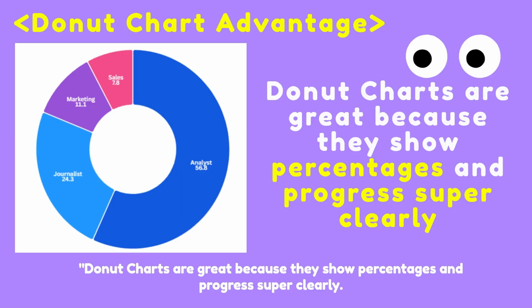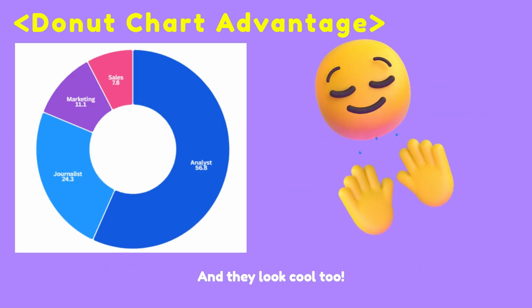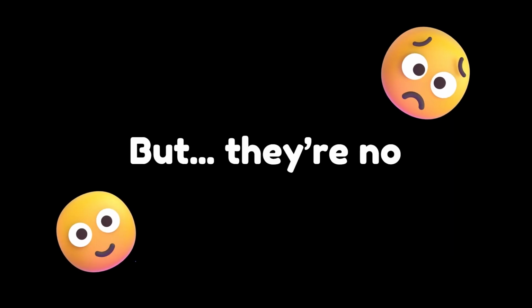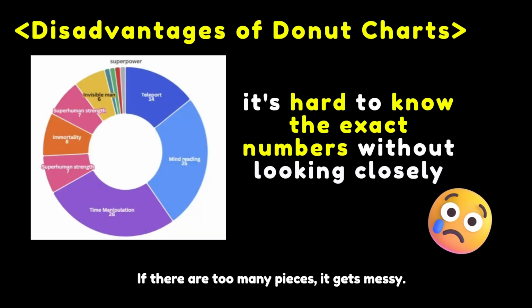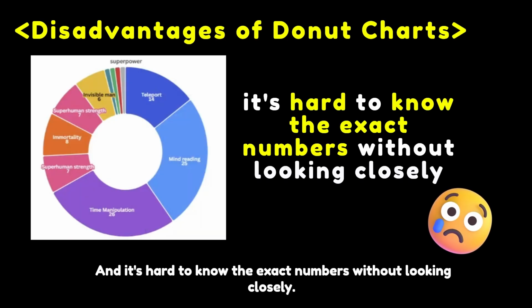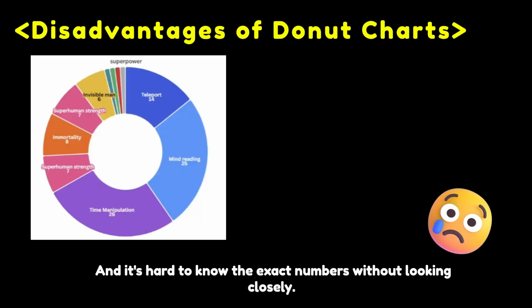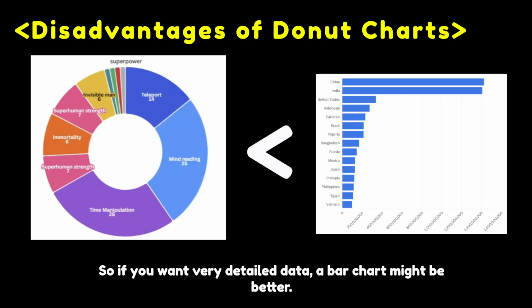Donut charts are great because they show percentages and progress super clearly. And they look cool too. But they're not perfect. If there are too many pieces, it gets messy. And it's hard to know the exact numbers without looking closely. So if you want very detailed data, a bar chart might be better.